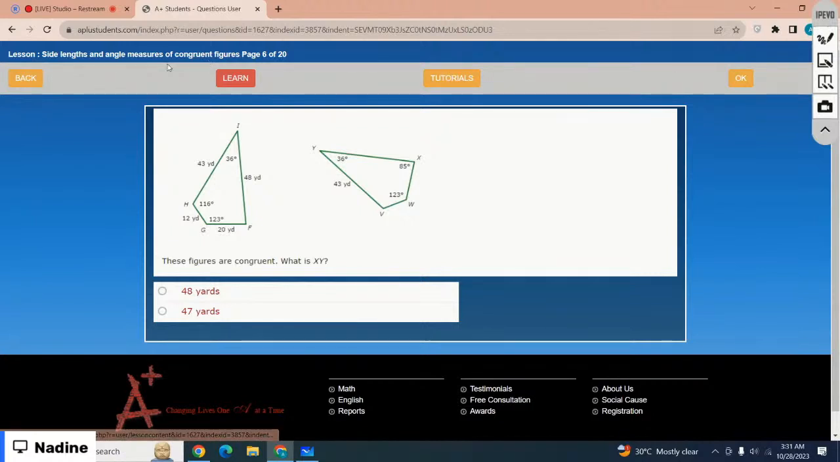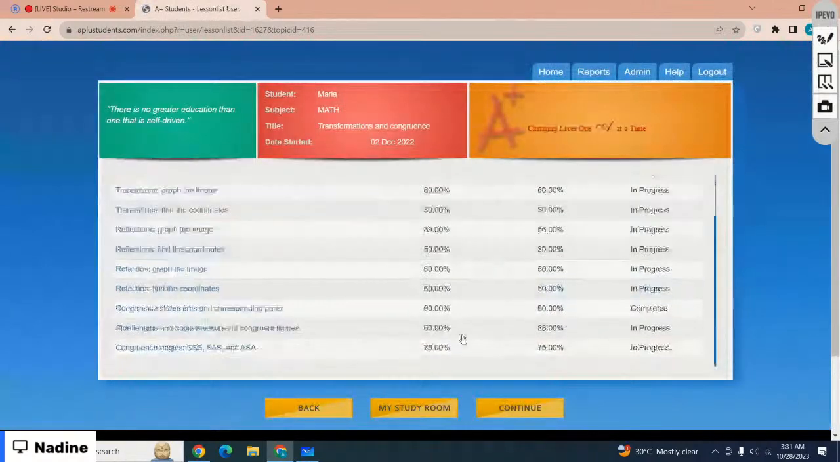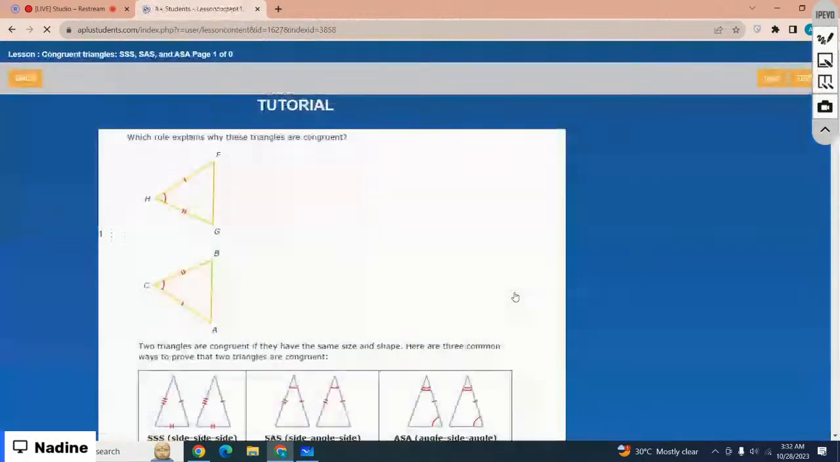Okay, let's just move on to the next lesson. And the next lesson is congruent triangles, side angle side and angle side angle.